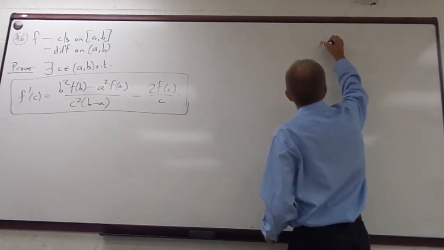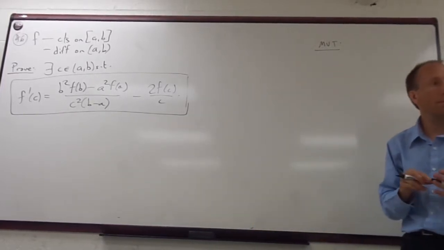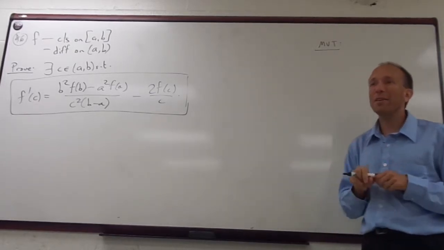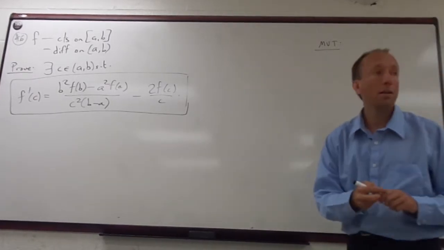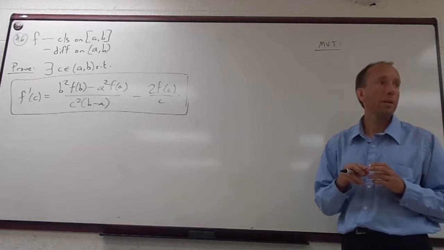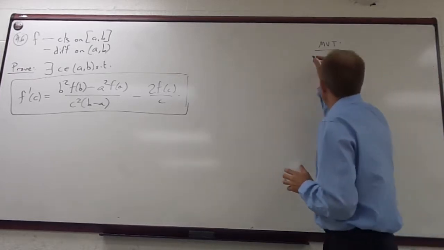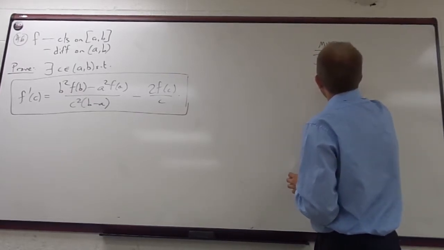So the mean value theorem says what? Can you remind us, Dom? This is another one you need to know by Wednesday. Mean value theorem statement. If we have those two conditions, continuous on the closed interval, differentiable on the open interval, then there's a c in the open interval such that f prime of c equals f of b minus f of a over b minus a.